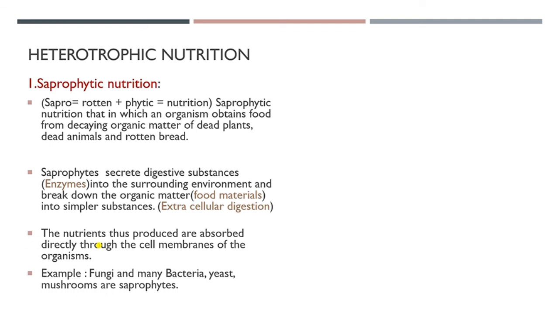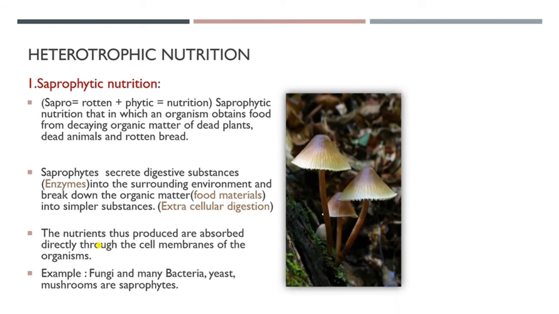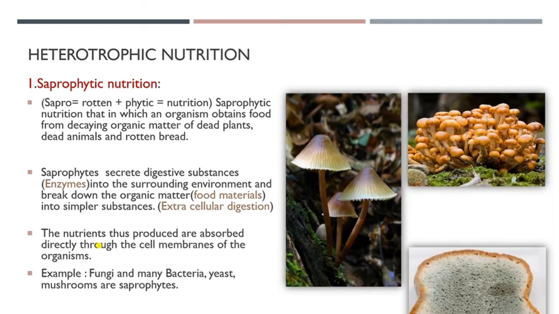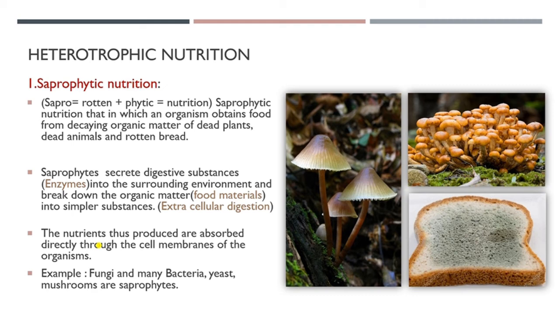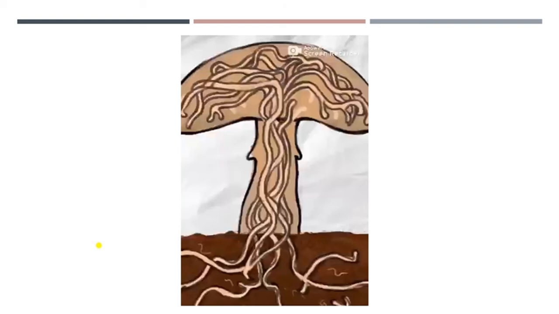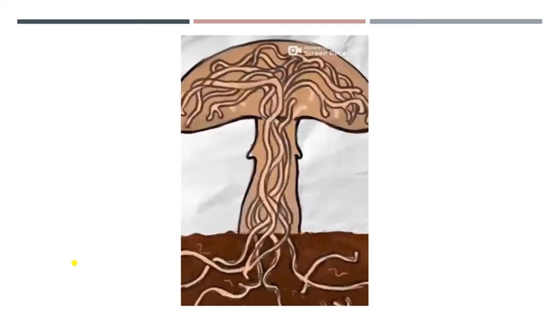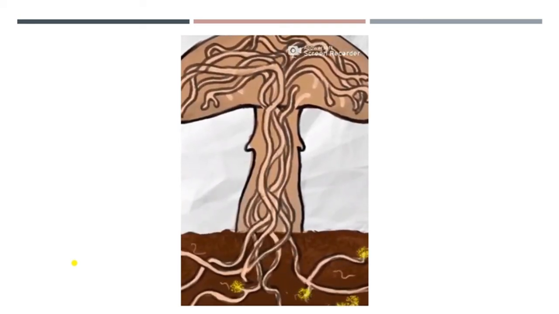Here are some images of saprophytes, observe them. Mushroom and bread mold. These are saprophytes. Here is a video about saprophytic nutrition. Watch carefully. The mushroom releases enzymes into the surroundings and the food is converted into simple substances. Now the simple nutrients are absorbed into the body through the cell membrane. This is about saprophytic nutrition.